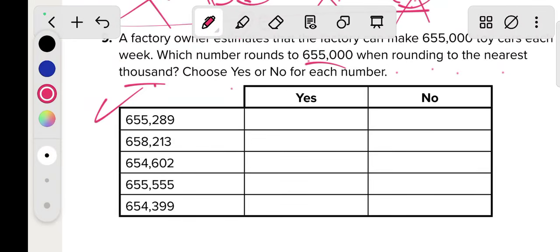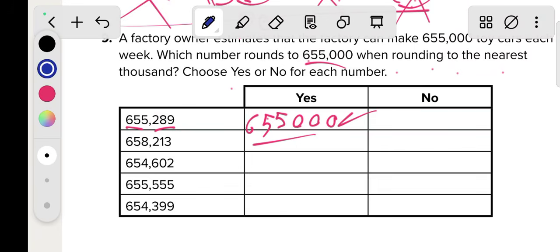Thousand, where is thousand here? Thousand is the first 5 here. Ones, tens, hundreds. What's the number after it? It's 2. 2 is a poor number. 2 never gives 5 anything. So this 5 is going to be the same 5. All of the numbers after it must be zeros. All of the numbers before it we keep. Before keep, after zeros. So is this 655? Yes, it's true. So you have to write yes.